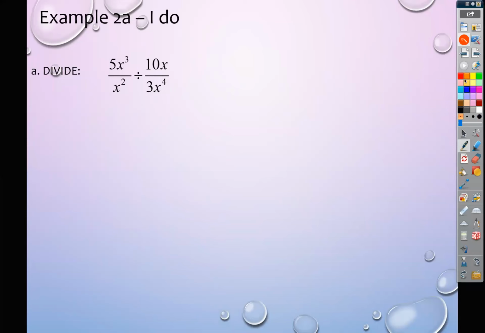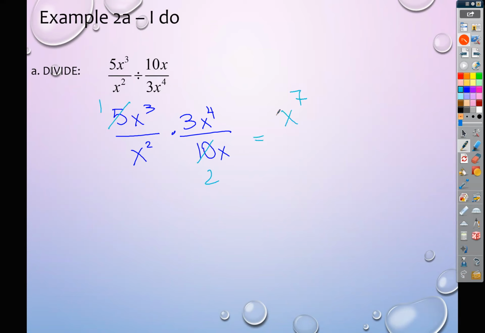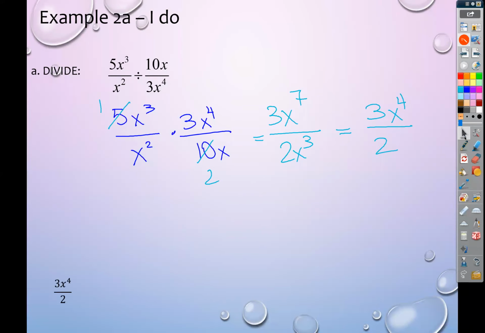All right, number 2, we are going to be dividing. So I'm going to rewrite this. 5x cubed over x squared times, I'm going to flip that, multiply by the reciprocal, 3x to the 4th over 10x. Now remember in the other one we did, I simplified the numbers, the coefficients first, and then I multiplied everything else. So I'm going to have 3x to the 7th over 2x cubed. So when I simplify that, I would have 3 over 2, and I have 4 more x's in the numerator than the denominator, and that is as far as I can go.